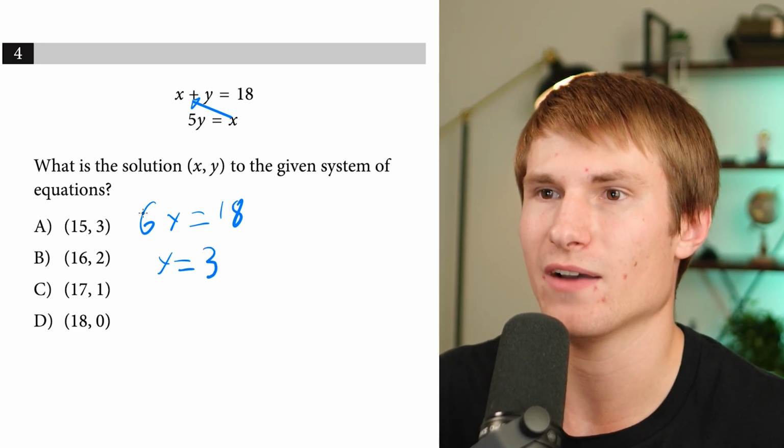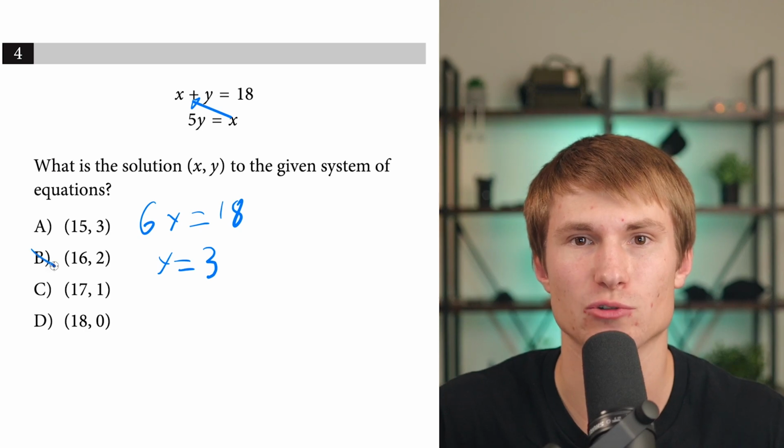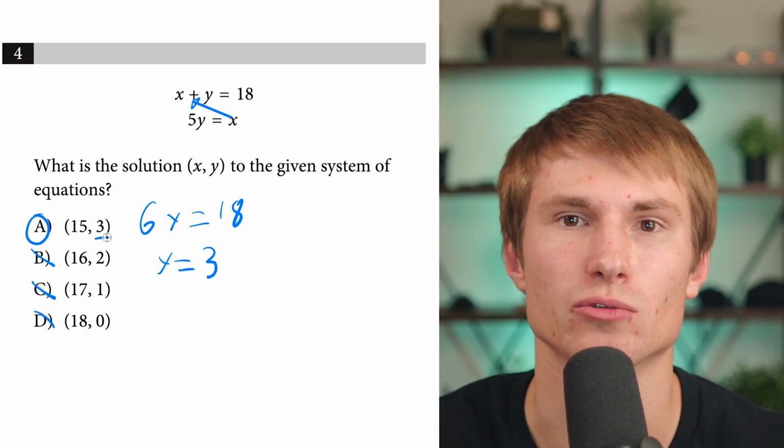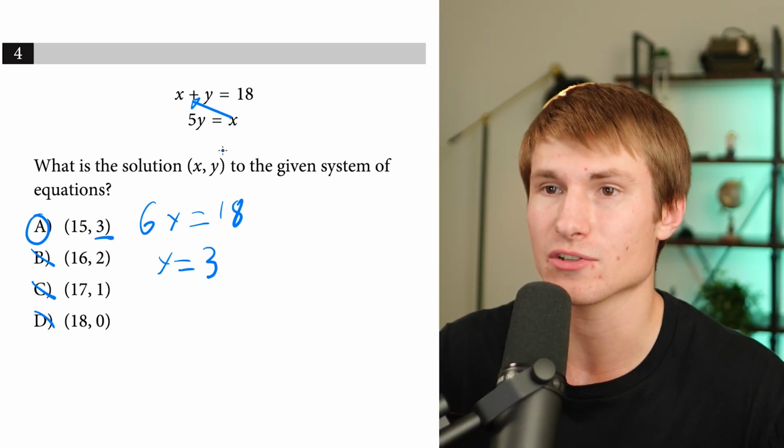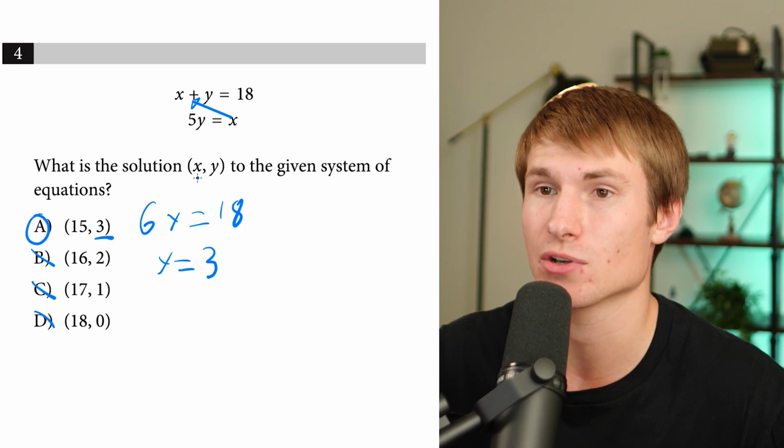Now, at this point, we can actually just take a look at our answer choices and see that our answer has to be A. And the reason our answer has to be A is that's the only answer choice with 3 as our y value. So as you can see, you don't always have to solve for both x and y. Sometimes you can solve for just one of the variables.